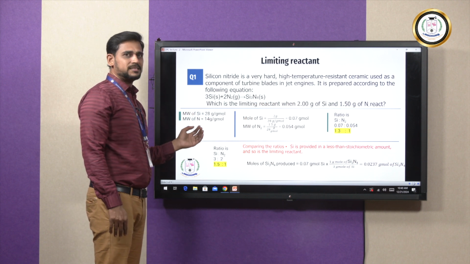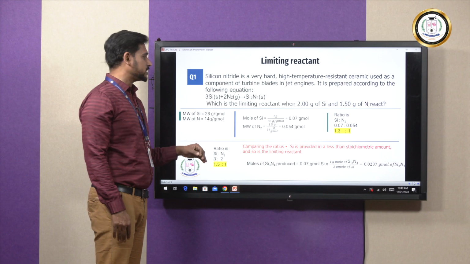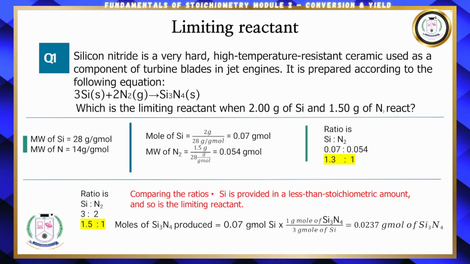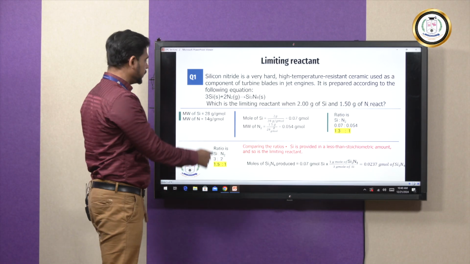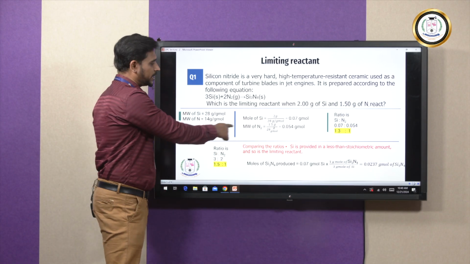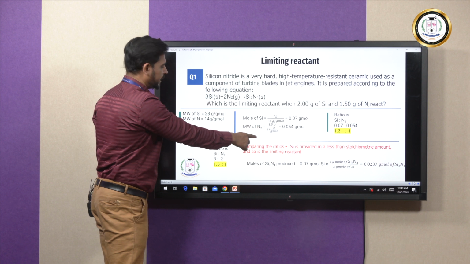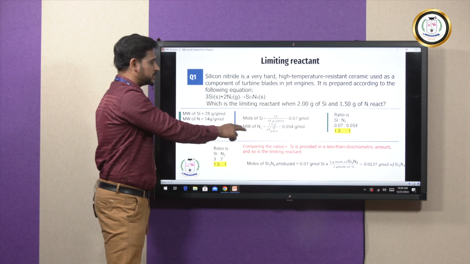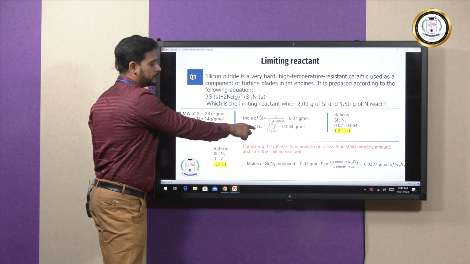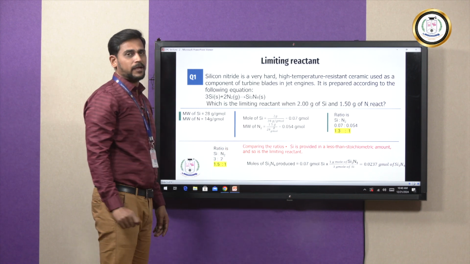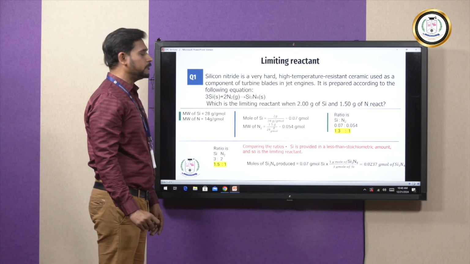We know that moles is equal to weight divided by molecular weight. So moles is equal to weight 2 grams, molecular weight 28. So the moles of Si is 0.07. Mass of nitrogen is 1.5 and molecular weight is 14. So 1.5 divided by 14. Since we have 2 nitrogen atoms in the molecule, it's 28. 1.5 divided by 28 is 0.054 gram moles of nitrogen.